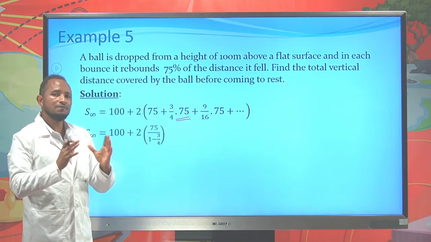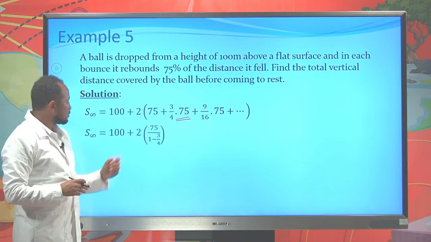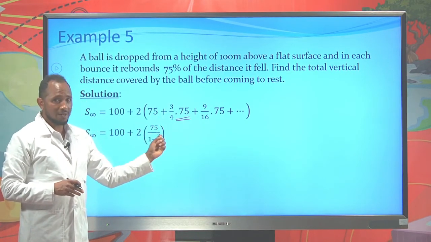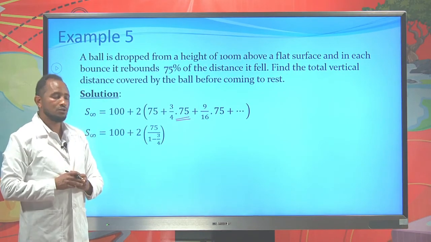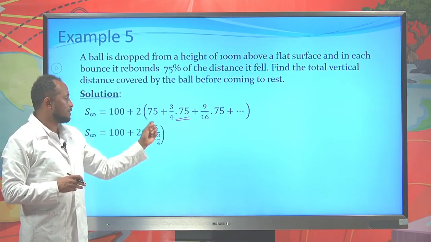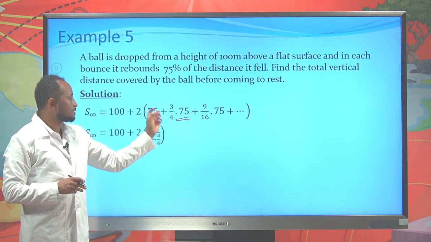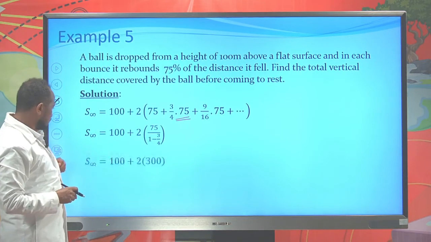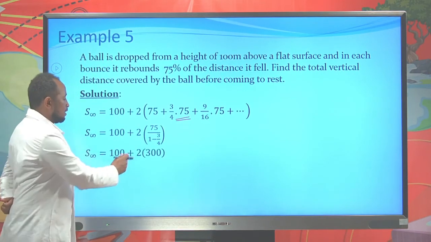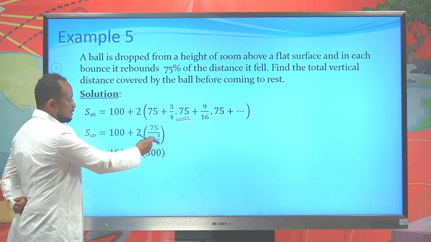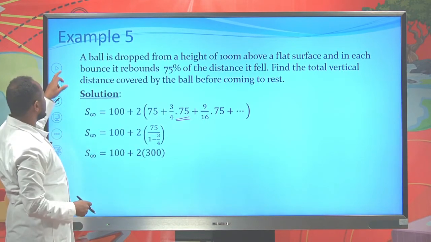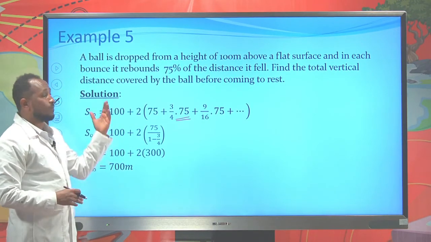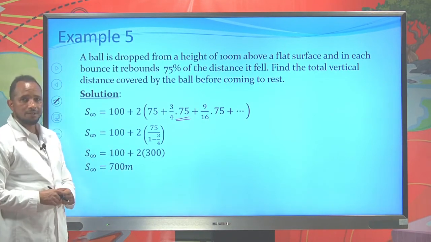So I can find the infinite sum of these numbers. 100 plus twice G1 over 1 minus r. The infinite sum is given by G1 over 1 minus r, so G1 is 75 over 1 minus the common ratio 3/4. When you evaluate this, 100 plus twice, when you simplify, you get 300. So the final answer is 700 meters. The total distance moved by the ball is almost 700 meters.